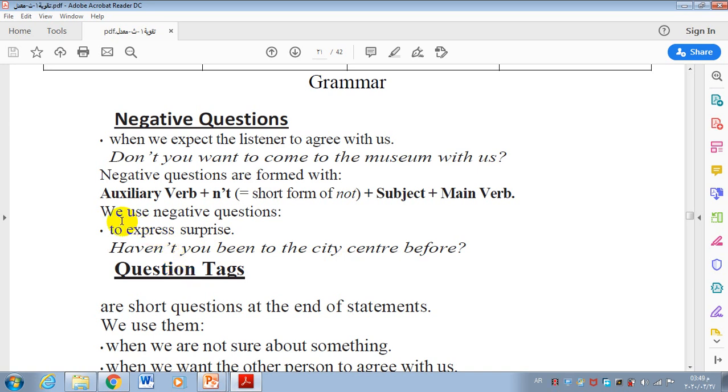And how do we form negative questions? We start the question with an auxiliary verb plus not. This is the short form of not. And after that, the subject, then the main verb. Like the example, don't, it's auxiliary verb plus not. And the subject, like you. And the main verb, like want. And the complete of the sentence.